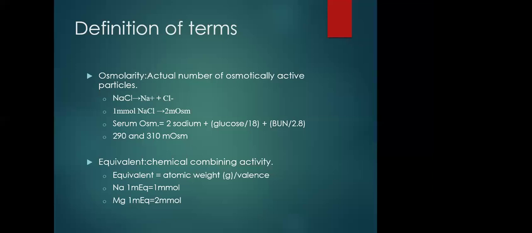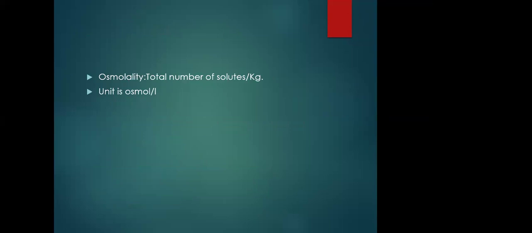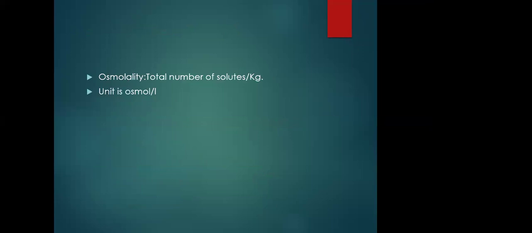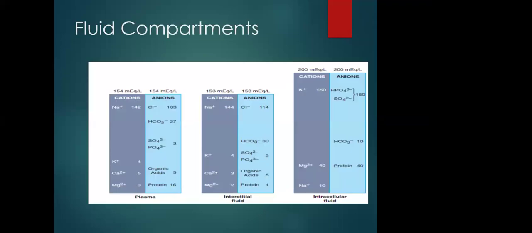And so if you are talking about now, it is a chemical combining activity of one element, which means if you have one sodium, we have a 1 milliequivalent, it's equivalent now to 1 millimole. And if you have a magnesium, because it's combining with the power of 2, then you have 2 millimole. Now you have osmolality, which is a total number of solute per kg, and unit is osmol per liter.